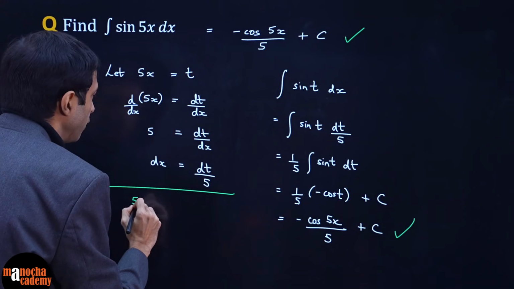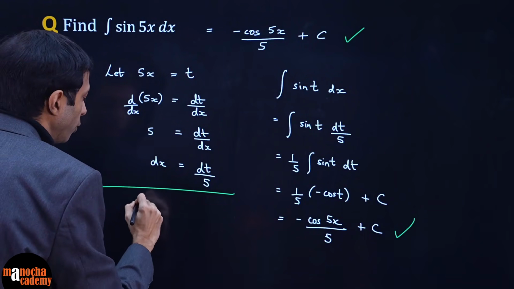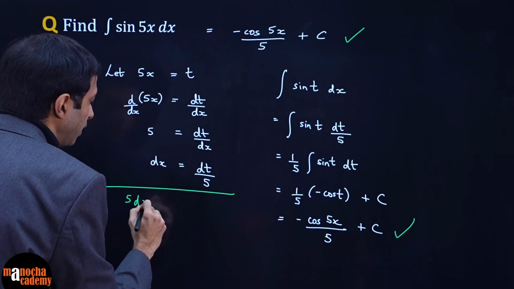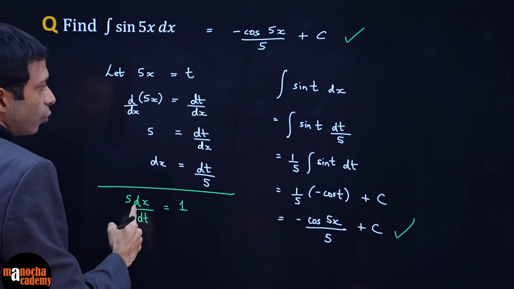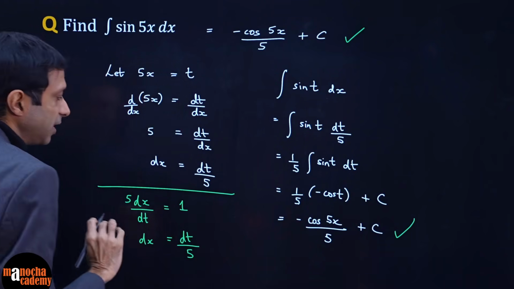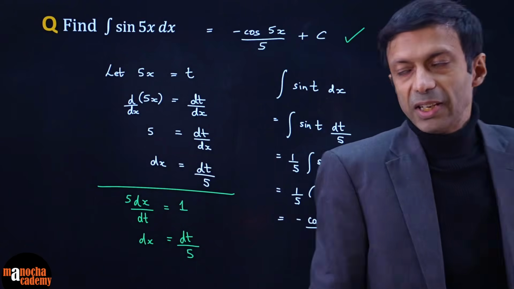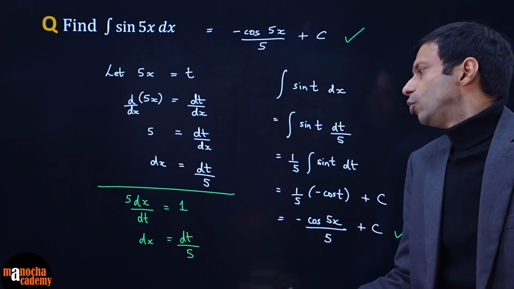So here you can also do this. If you differentiate with respect to t, here I differentiated with respect to x. If you do it with respect to t, what will you get? 5 dx/dt. And on the right hand side, d/dt of t will be 1. So what will your dx be? See, dt by 5. So I want to show you you'll get the same thing. Okay. Typically you'll see they differentiate with respect to t.